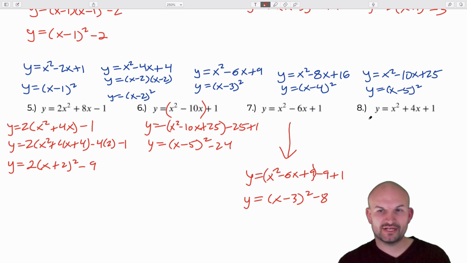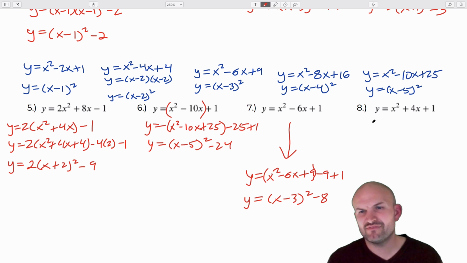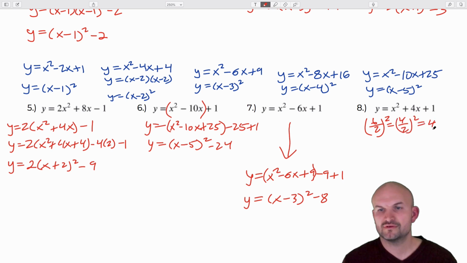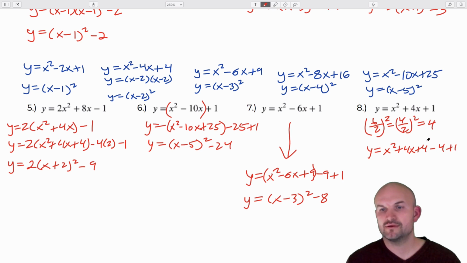And then this one over here, again, if you want to do the b divided by 2 squared here, let's do that. Switch it up. So b divided by 2 is 4 divided by 2, squared, which is 4. So you do y equals x squared plus 4x plus 4 minus 4 plus 1.